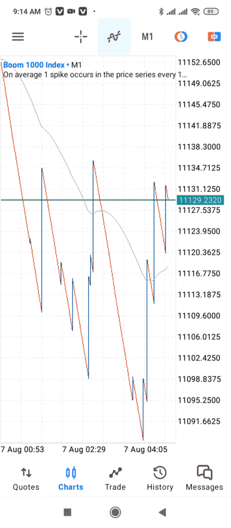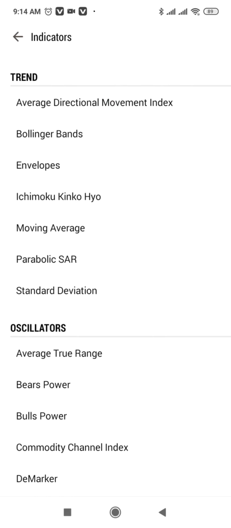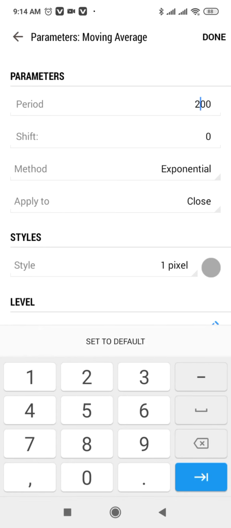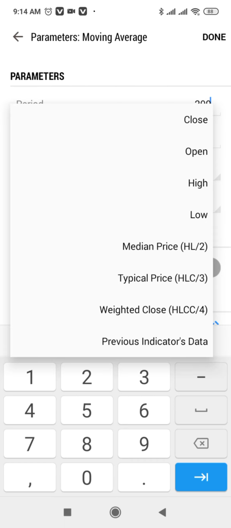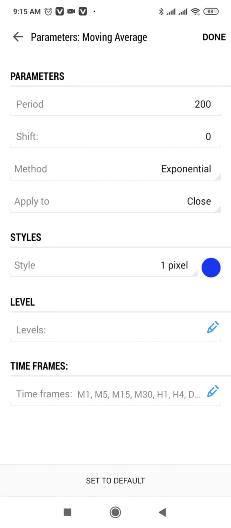So you click here, we add moving average. So what we'll need is 200. The period you set it to 200. Shift, you leave it at 0. Then method, you take method exponential and apply to close. So done.